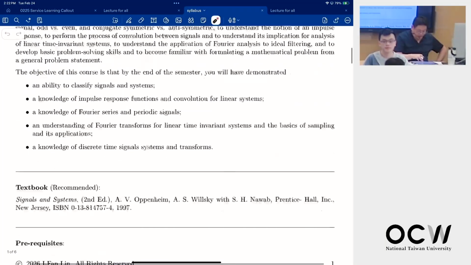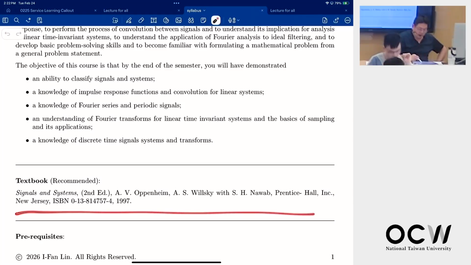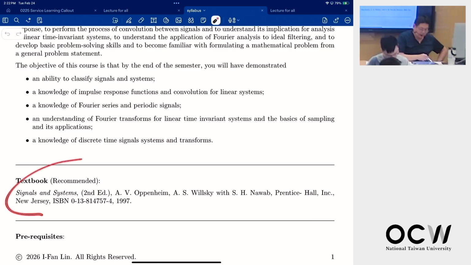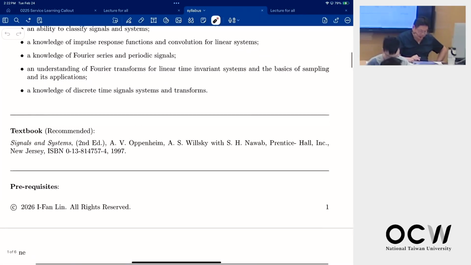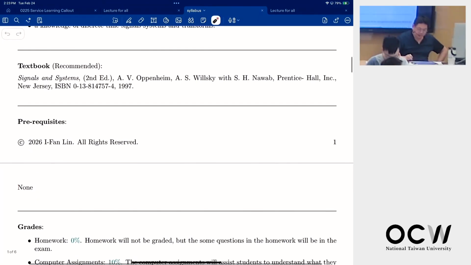And we may use the textbook. You can buy the textbook. If you don't understand some concepts, you can have this book as a reference. Prerequisite, none, but it's better that you learned linear algebra and also calculus. That'll be better for you to understand these materials here.